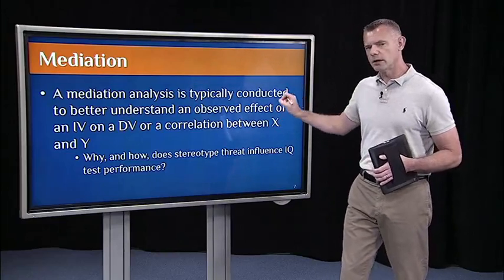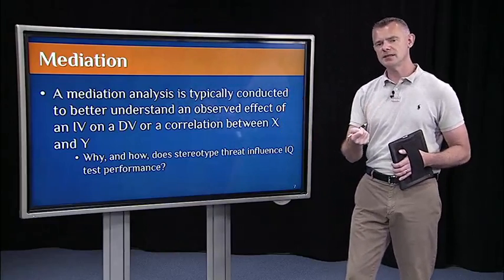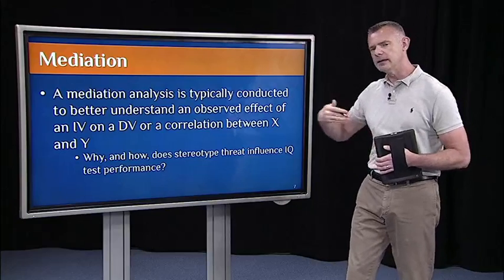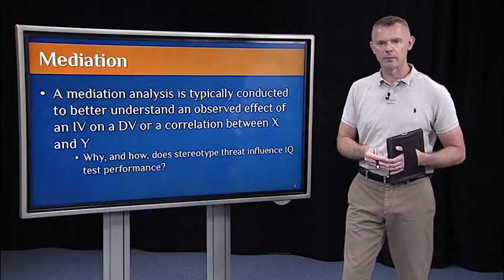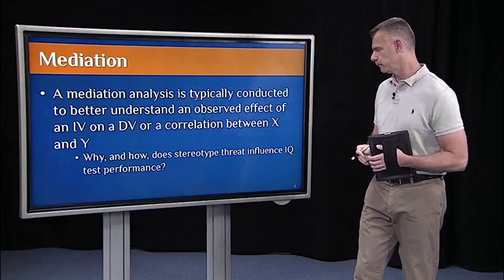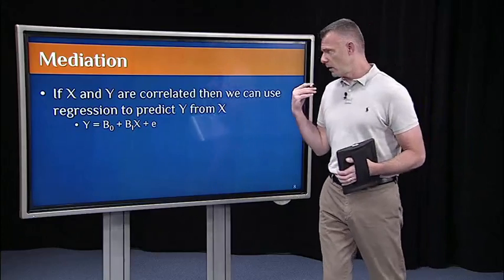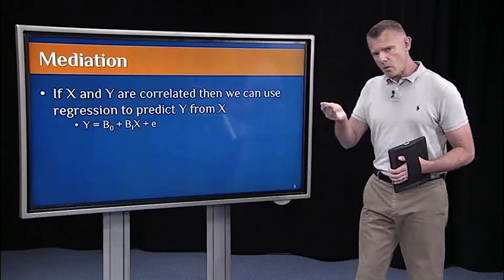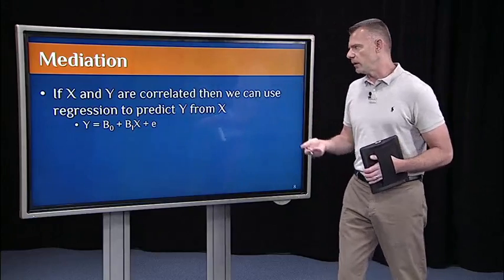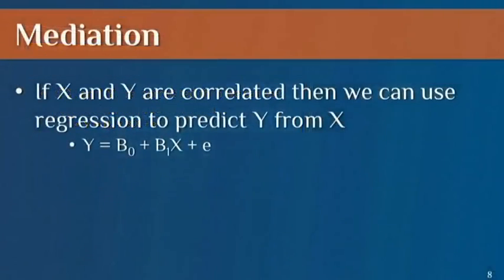So if we have a correlation between X and Y, we could introduce a mediator variable to see if it can account for that relationship, which might lead us to stronger claims about causality. We still have to be careful with purely correlational research, though. So remember, if two variables are correlated, X and Y, then we can do regression. We can use scores on X to predict scores on Y.